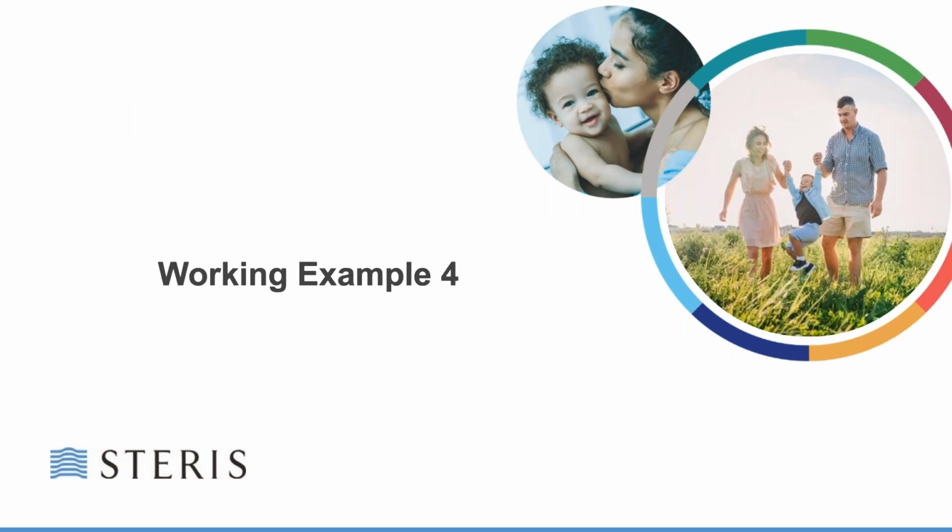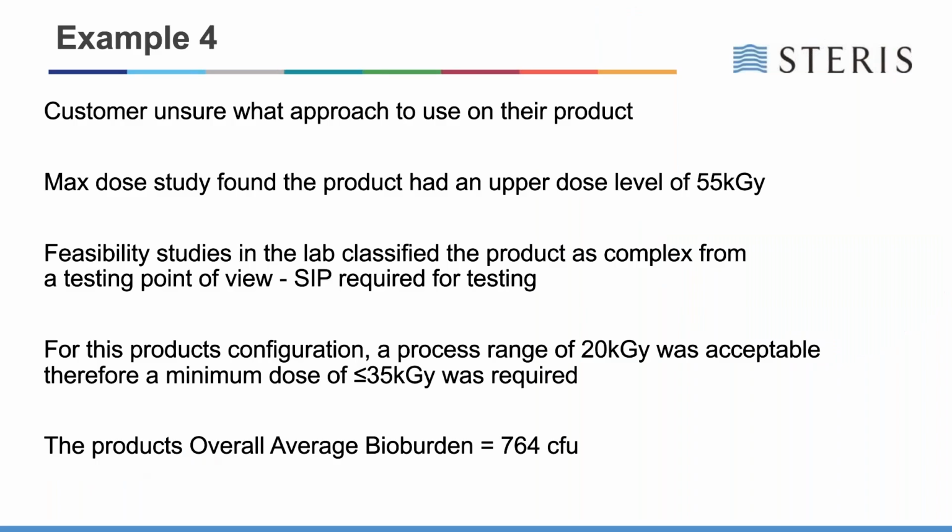Moving on to our last example here, example 4. The customer was unsure about what approach to use on their product. They did do a max dose study and found that the upper dose level of 55 kilograms for their product was achieved. Feasibility studies in the lab classified the product as a bit complex from a testing standpoint of view, and it was determined that the SIP of the product would be the best approach for testing purposes.